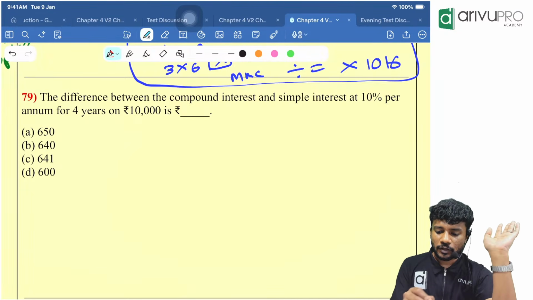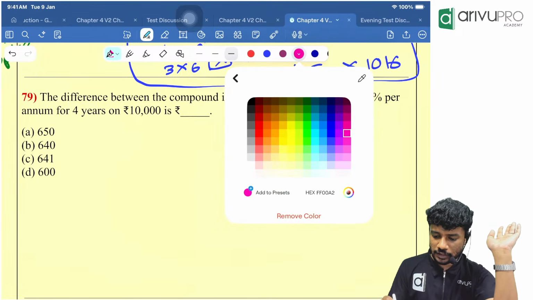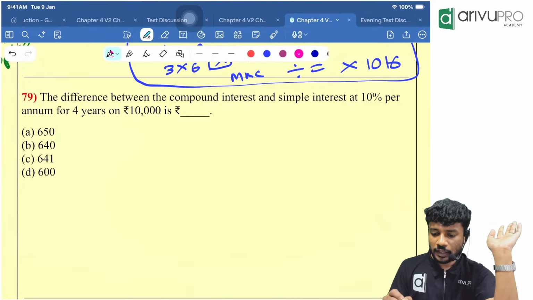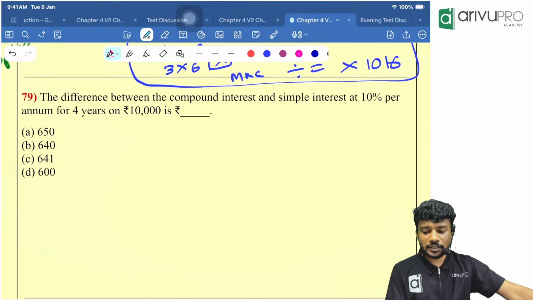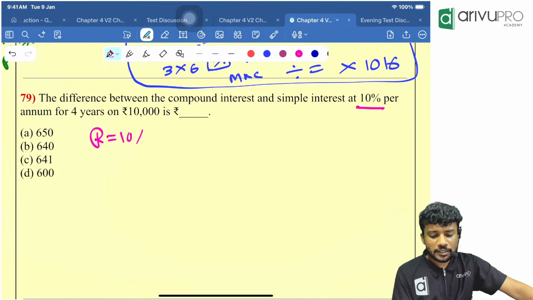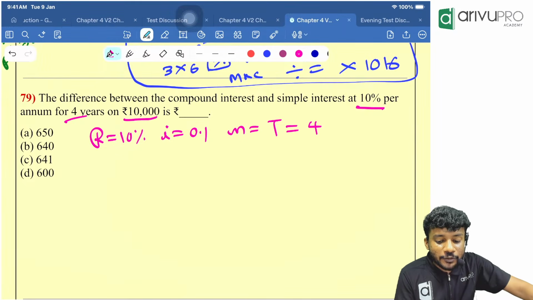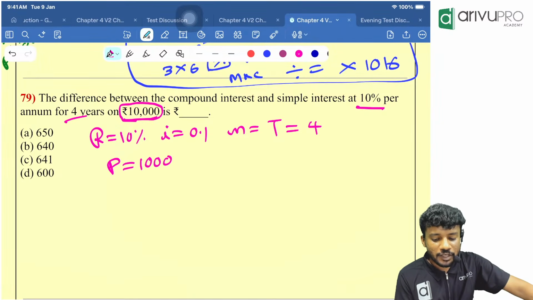Difference between compound interest and simple interest on a certain sum of money, at 10% per annum. R is equal to 10%, so i is equal to 0.1. Then number of years n, the time period, is equal to 4. On 10,000, which is the principal they are giving. We need to find the value of the difference between CI and SI.